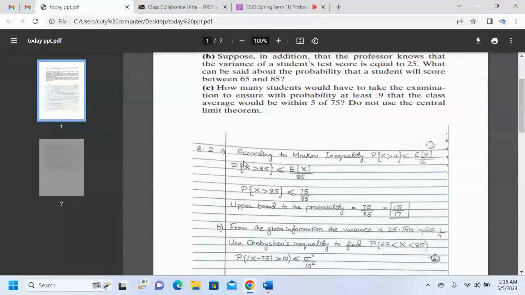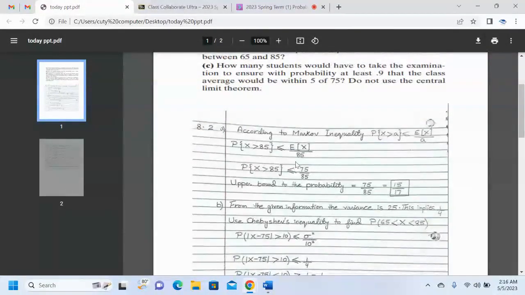So part A, according to the Markov inequality, the probability that X is greater than a is less than or equal to the expected value of X over a. In the question, we have the value 85, so the probability that X is greater than 85 is less than or equal to the expected value of X over 85. After putting in the expected value, 75 over 85, the upper bound of the probability is 75 over 85, which is equal to 15 over 17.